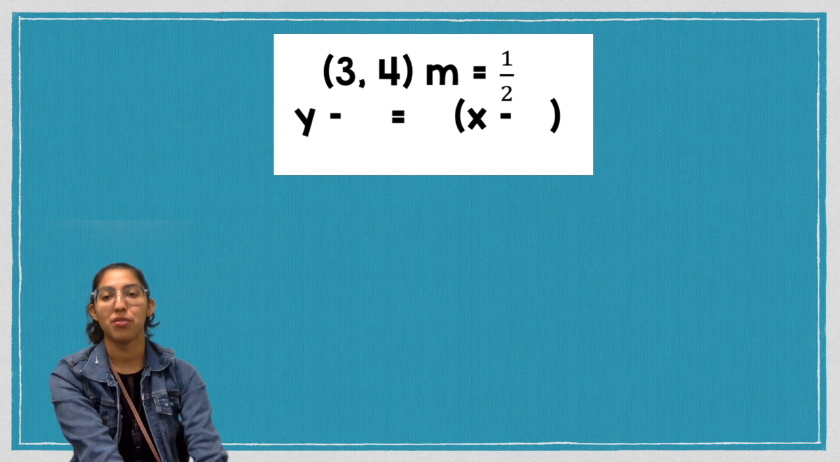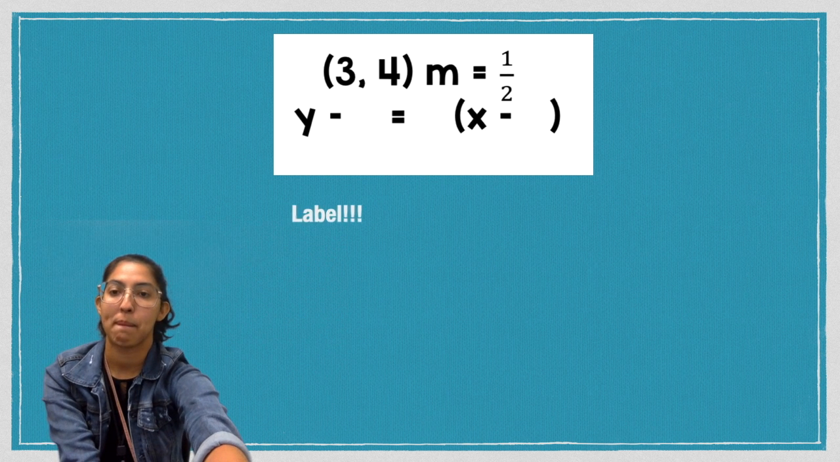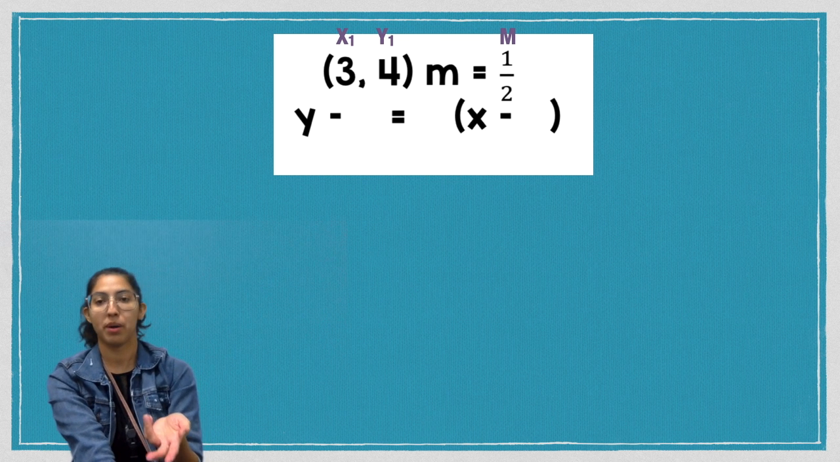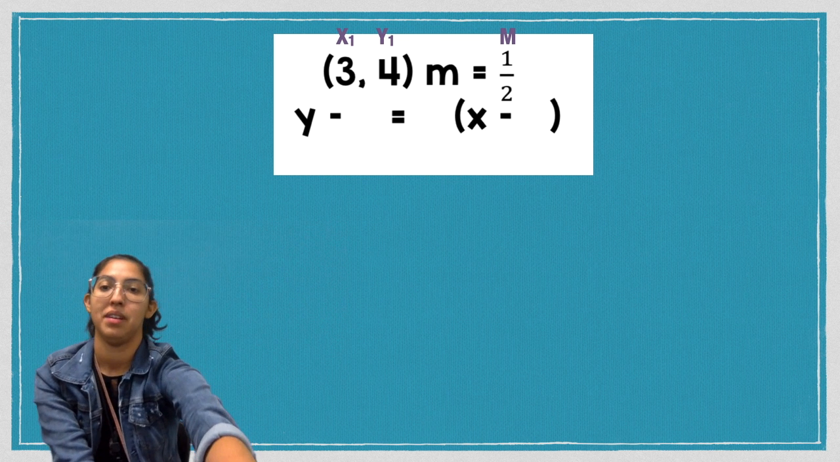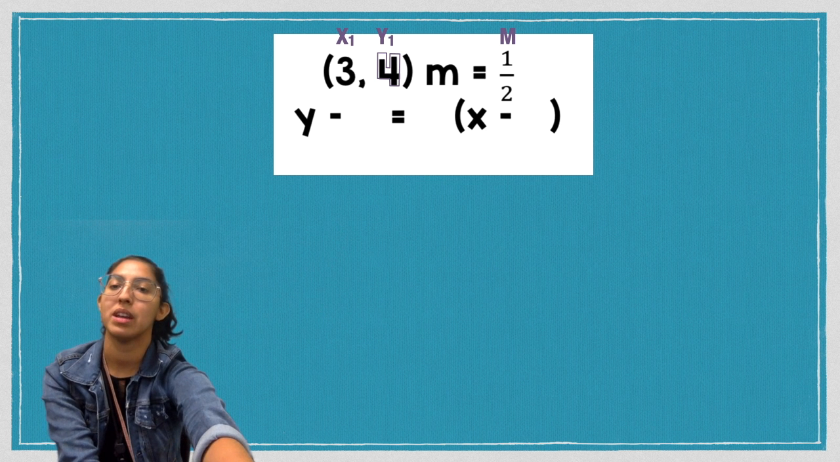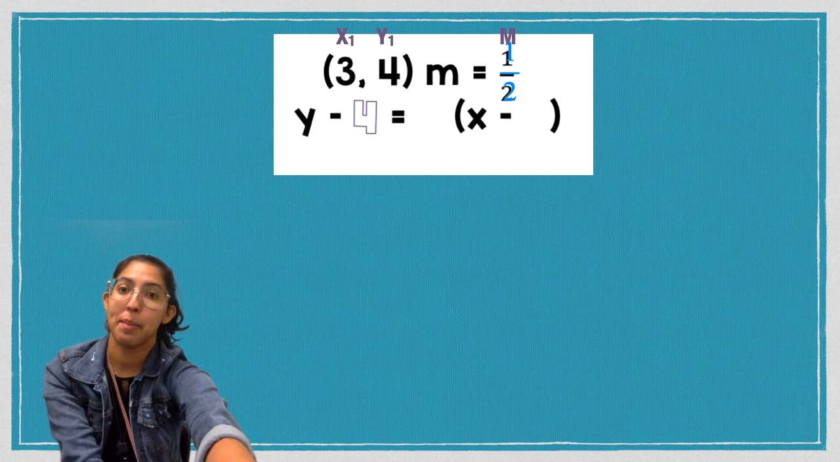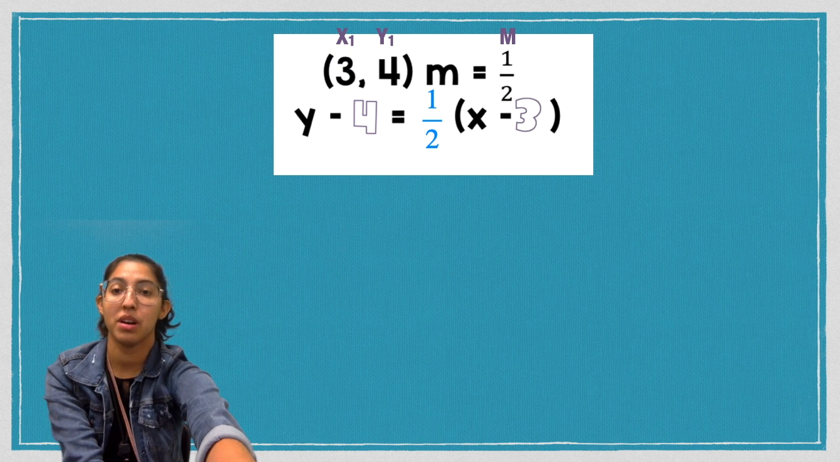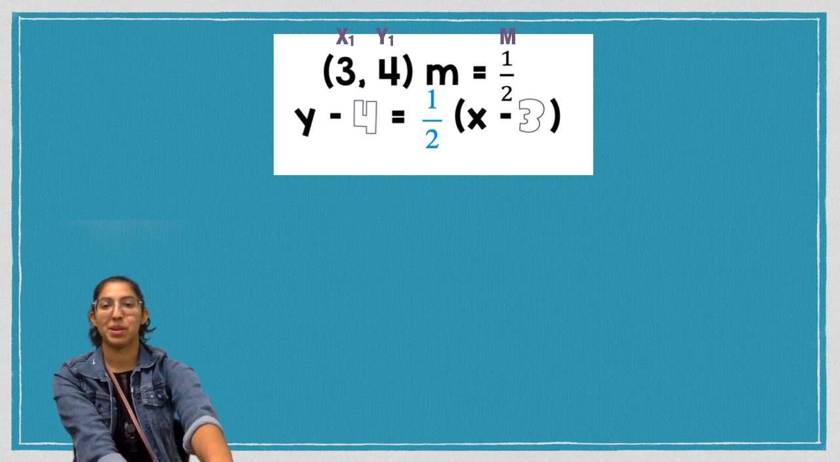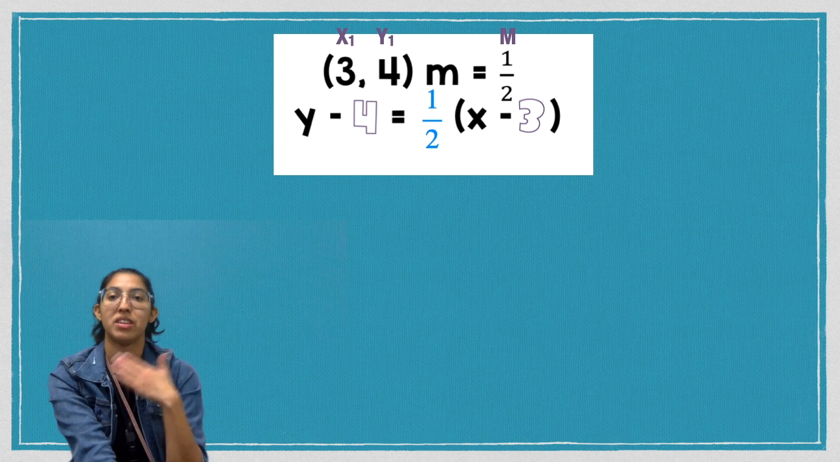So if we're given the point (3, 4) and m equals 1/2, we want to know what the slope-intercept equation would be. So we're going to label everything first. We've got our first coordinate, x1, y1, and m is m. And we are going to take what we know and plug it in. So this y1 is going to go where y1 was. This 1/2, or m, is going to go where m was. And then 3, our x1, is going to go where x1 is. Okay, so now that we've got it filled out, we just need to follow our steps.